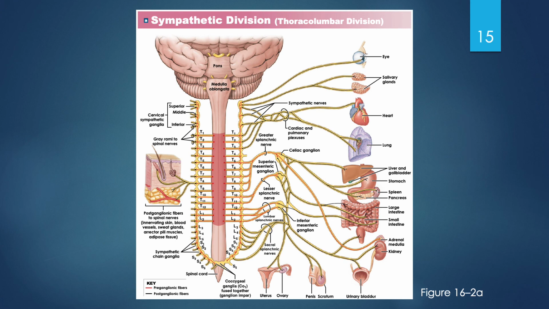Figure 16.2 in your text is one of the spotlight images. So it's a 2-page spread showing you on the left the autonomic nervous system broken down into the sympathetic division, and then the right page is the parasympathetic division. So we'll come back and discuss the parasympathetic division later. But for now, let's just look at why we call the sympathetic division the thoracolumbar division.